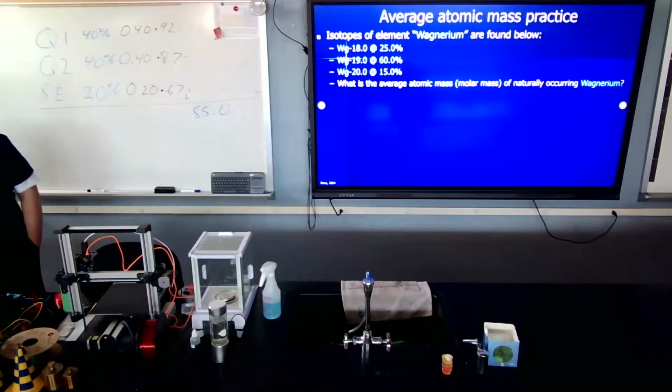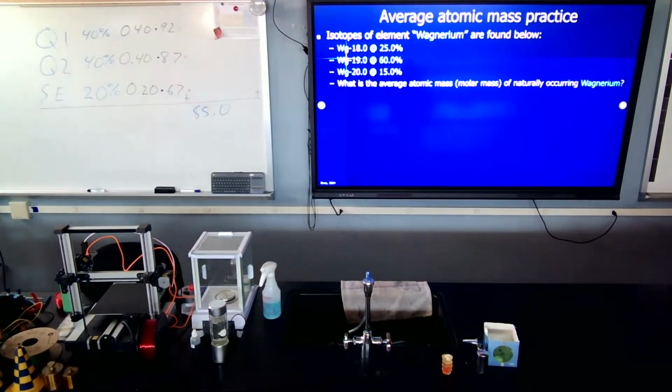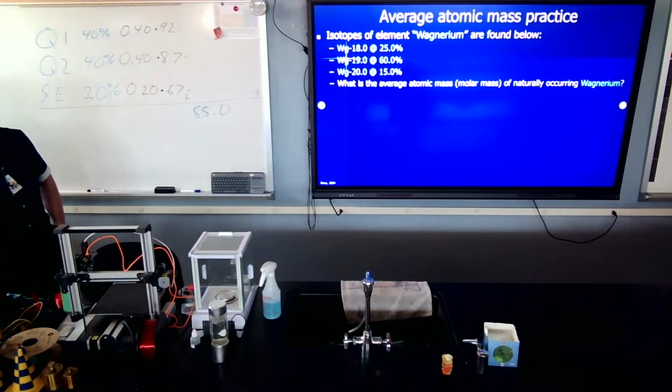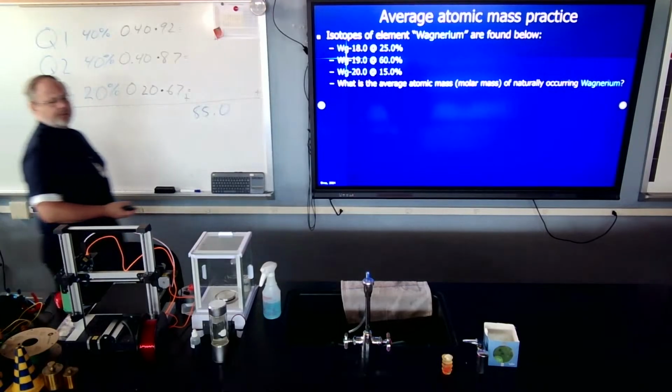So wait, would we multiply by 25 or 0.25? 0.25. Yes. We're going to convert our percentages into decimal form. Again, there's no dividing by 3s. Once you get a number, lean over, show your neighbor, and see if you and your neighbor agree on whatever the number is.